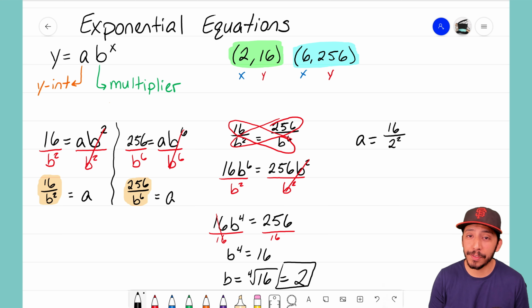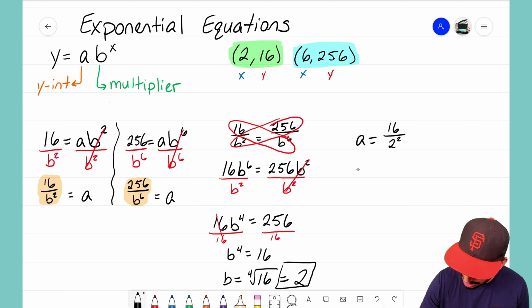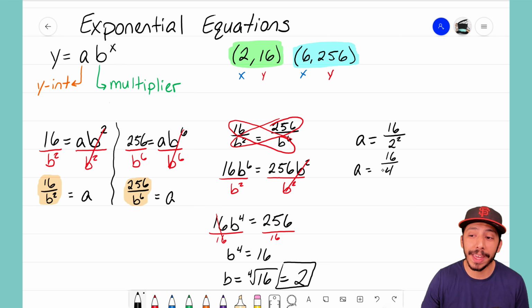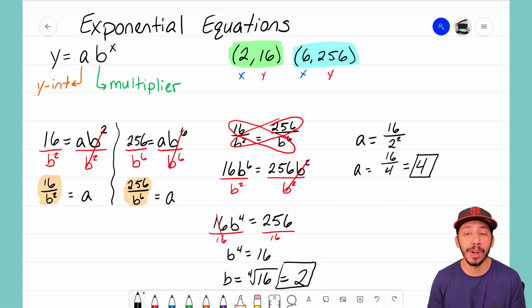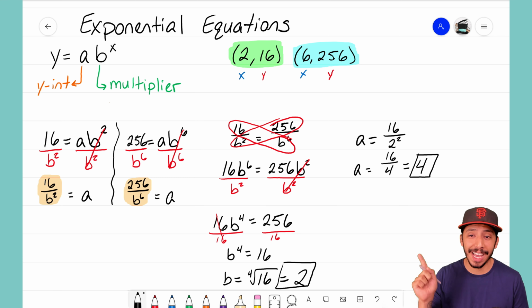I can now solve that for a and figure out what my y-intercept is. So a is going to equal 16 over, let's see, 2 squared. 2 times 2 makes 4. So I know that a equals 16 divided by 4. That just ends up equaling 4. So I have now figured out both missing terms for my exponential equation. I know that I start at 4. I know that my multiplier is 2.